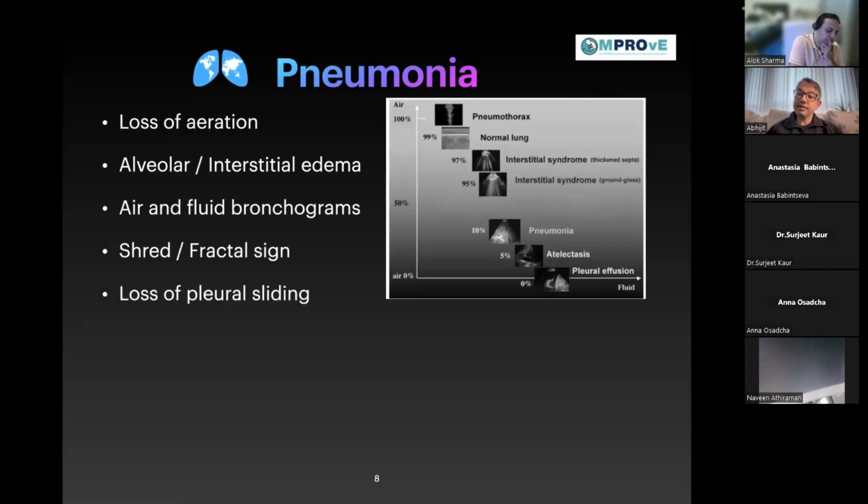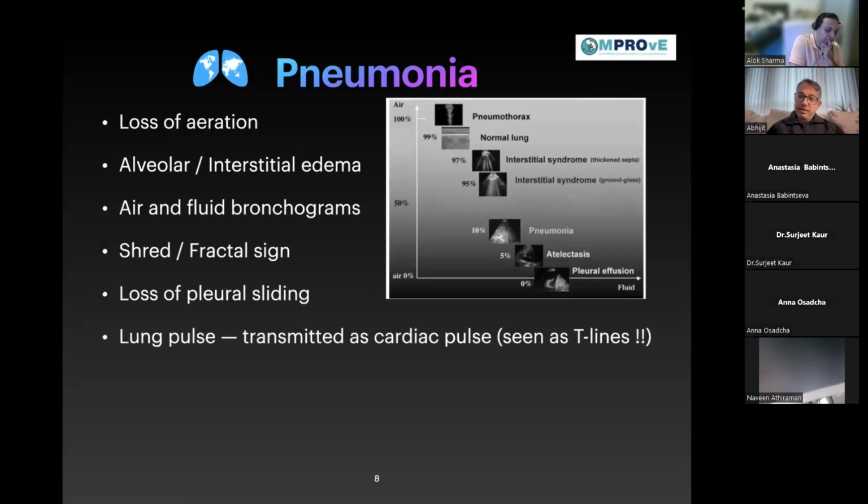There will be a loss of pleural sliding. There will be a lung pulse. So as the lung becomes more solid, from the air-filled sac to a fluid-filled, fibrinous-filled solid organ, I like to think of it as a pudding on a plate, or jelly on a plate. When you put that on a plate and you wobble it, the entire jelly wobbles. So the same thing happens with the lung as well. It transmits the cardiac pulse because it has become more filled with fluid.